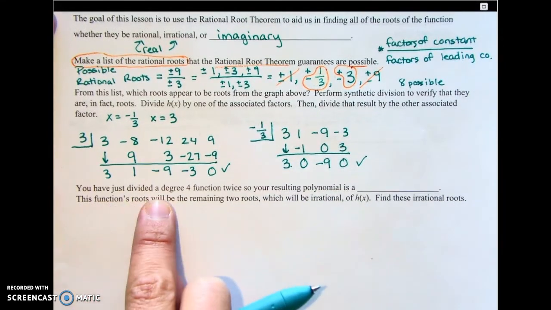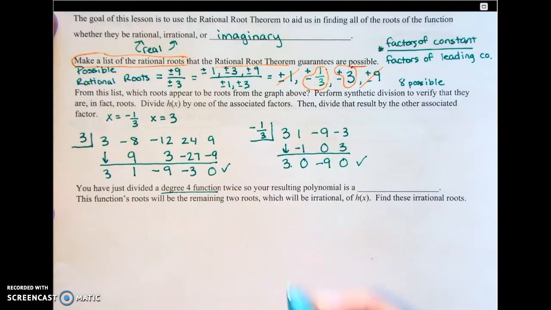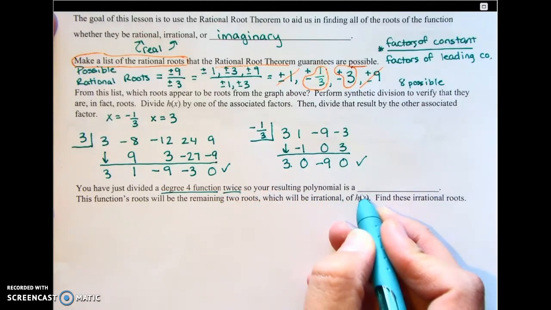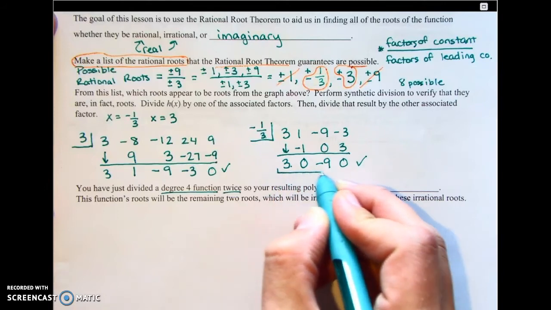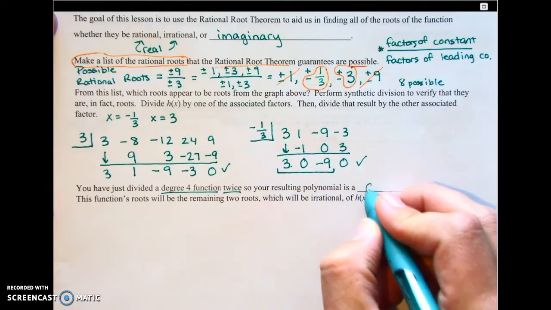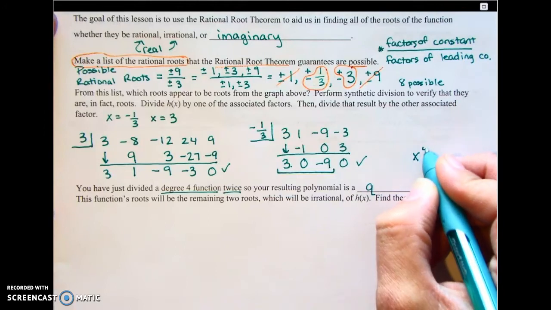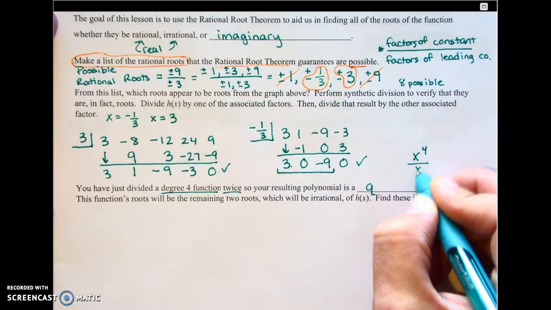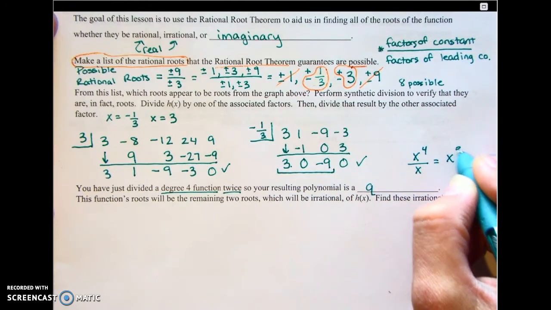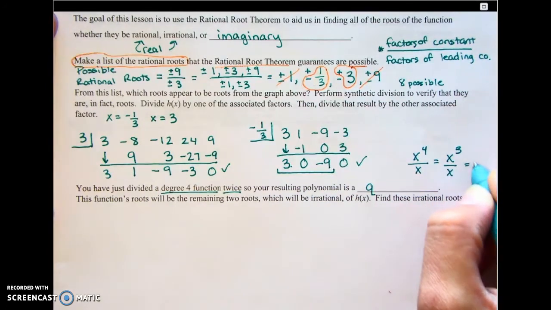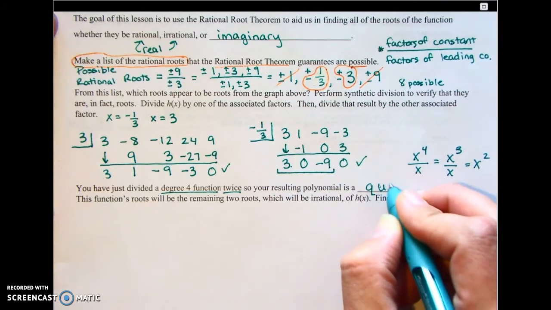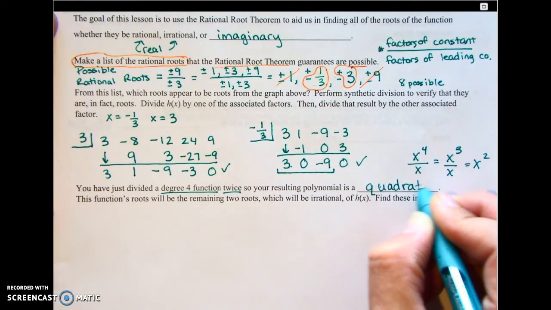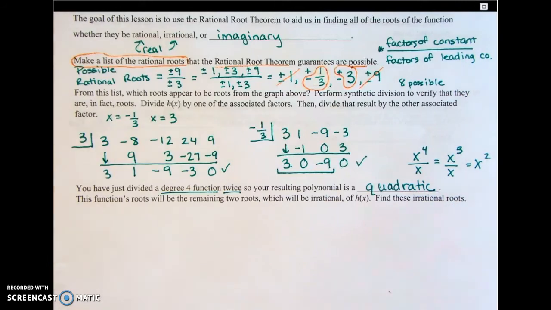You have just divided a degree 4 function twice. So your resulting polynomial, what is this polynomial going to be? What's x to the 4 divided twice? We divided it by x to get an x cubed, and we divided that by x to get an x squared. So this is a quadratic. Does that make sense? Okay.